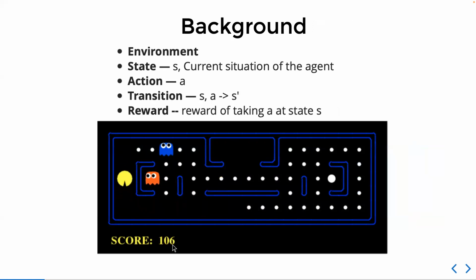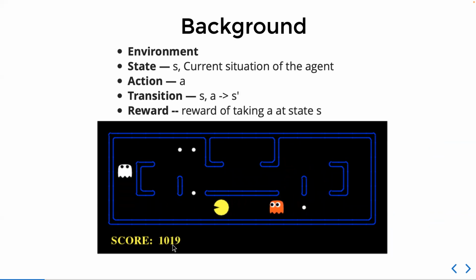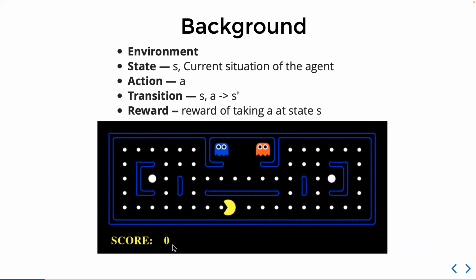So in reinforcement learning, there are several basic concepts. The first one is the environment. Environment is just the game we are playing. And state is the current situation of the agent. For example, in the Pac-Man game, the position of the Pac-Man is the state. And for action, at each state, there are several possible moves for the agent to take. For example, the Pac-Man can go up, down, left, or right. After taking an action A, the agent transits from S to a new state S prime.